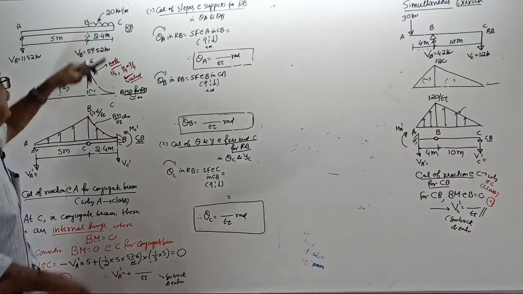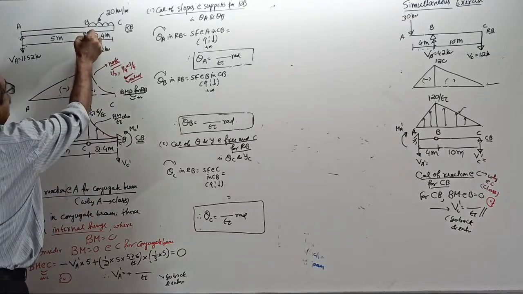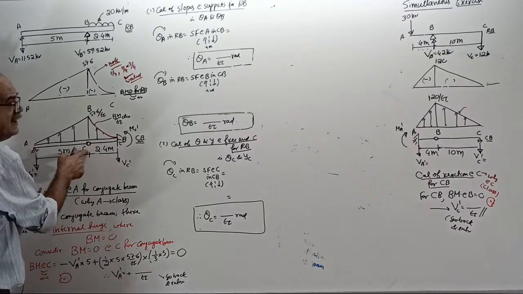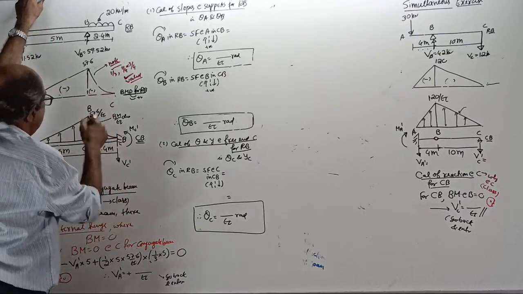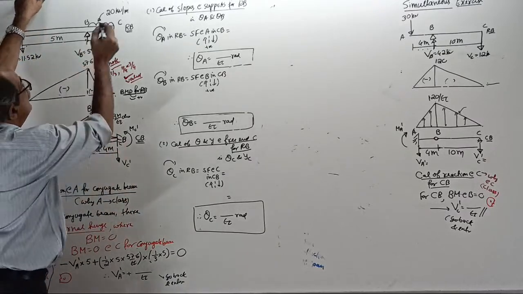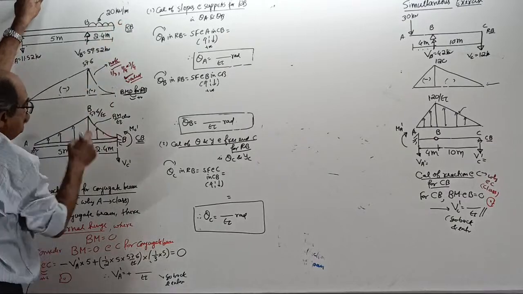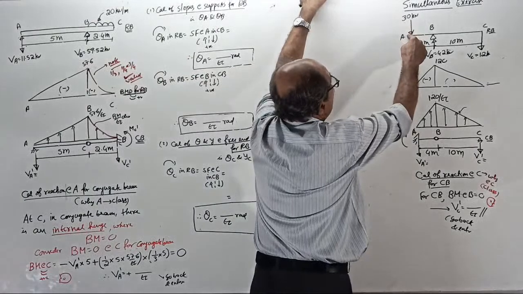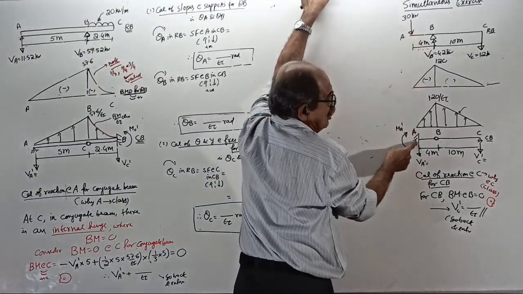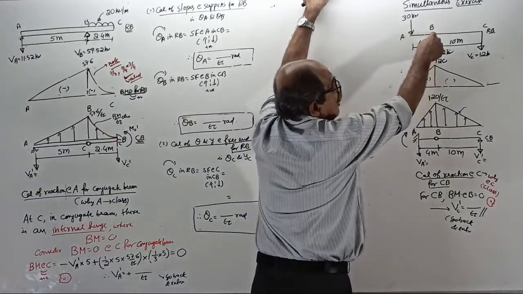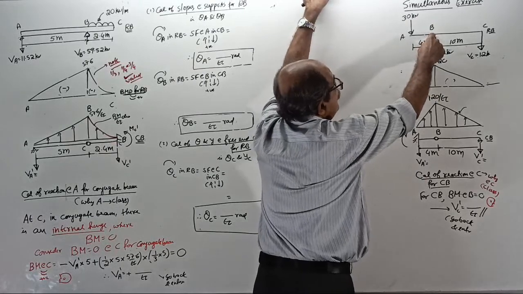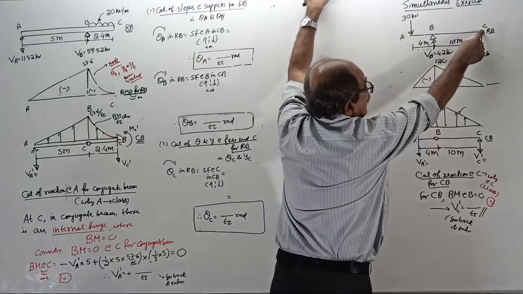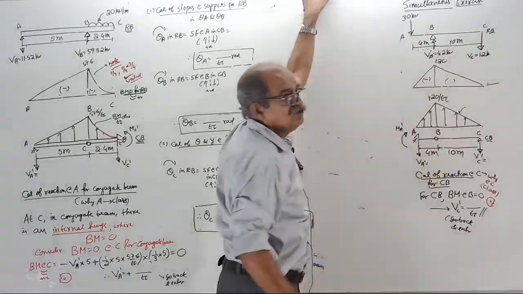Overhanging support in the real beam, I told you already, will become an internal hinge for the conjugate beam. See, right here, this is the internal hinge. Free end in the real beam becomes fixed end in the conjugate beam. Overhanging or interior support in the real beam equals an internal hinge for the conjugate beam. Simple support in the real beam is simple support in the conjugate beam.